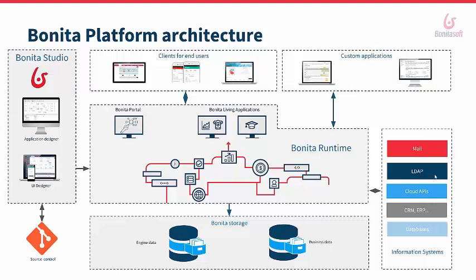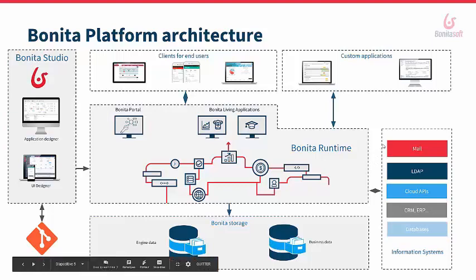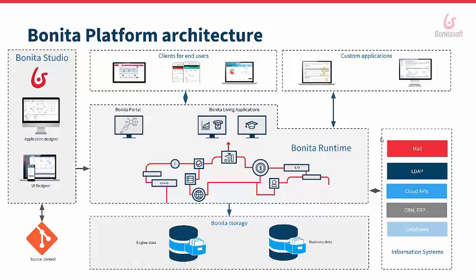Last part here on the right hand side are what we call connectors. It's basically the solution, when you execute the process, to interact with external systems, and we have a catalog of standard connectors, like to send an email, get some data from cloud APIs, push some data or pull some data from CRM, sorry, or ERP. And so we have this catalog, and of course it's extensible, but I'll get back to the extension capability of Bonita a little bit later.